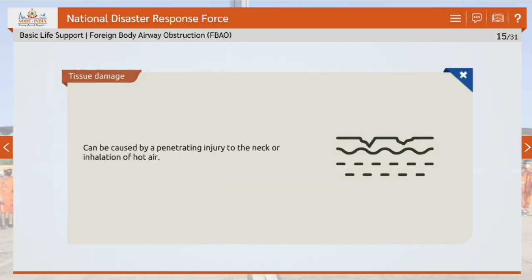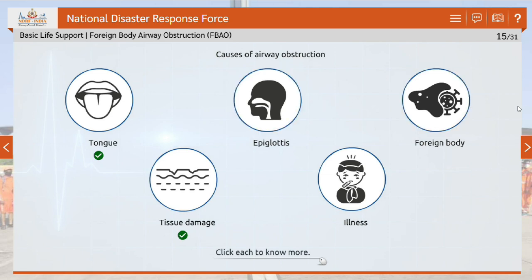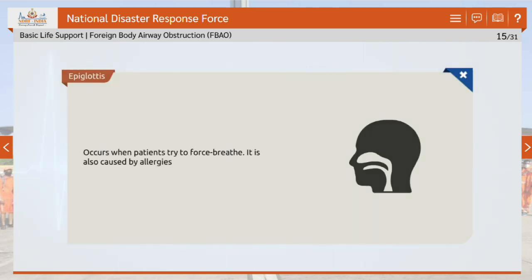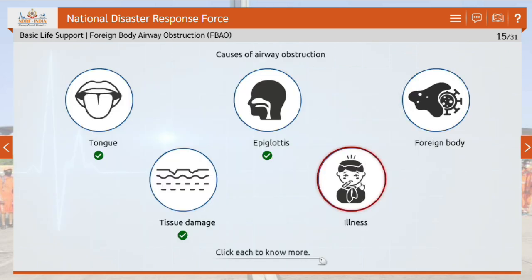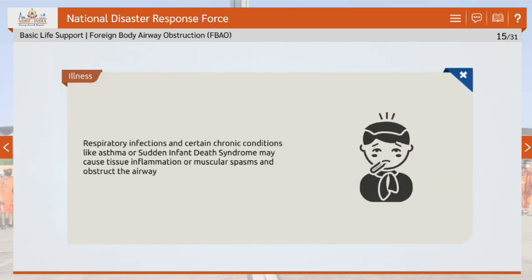Tissue damage can be caused by a penetrating injury to the neck or inhalation of hot air. Epiglottis occurs when patients try to force breathe. It is also caused by allergies. Respiratory infections and certain chronic conditions like asthma or sudden infant death syndrome may cause tissue inflammation or muscular spasms and obstruct the airway.